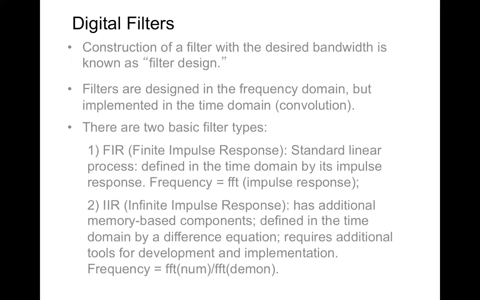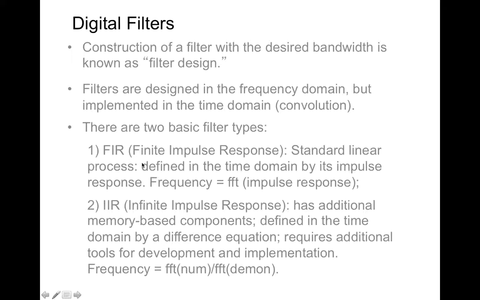So when we construct a filter with the desired bandwidth, we call that filter design. We want to design filters in the frequency domain because we usually have some knowledge of what range of frequencies we're interested in in our signal. And so we do that in the frequency domain, but they're actually implemented computationally in the time domain via convolution. And there are two basic filter types.